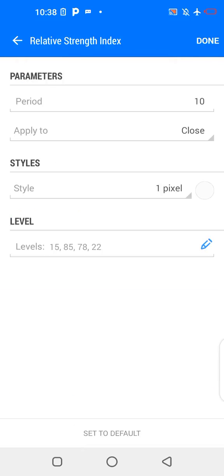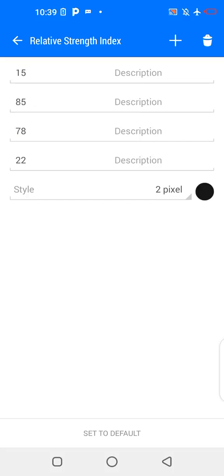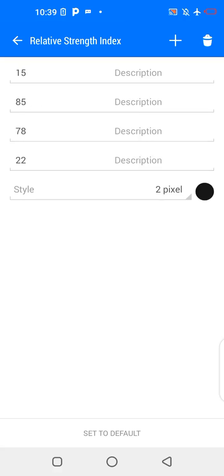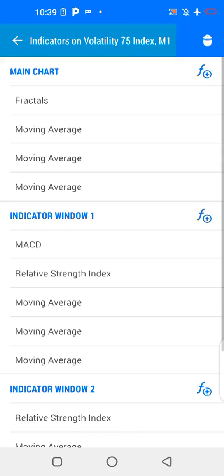Now for RSI, the period is 10, applied to close. The color matches the background color of the chart. Let's look at the levels. We have 15, 85, 78, and 22. These are the levels that actually give you information on if price is getting to a support or to a resistance level. These are key levels on the RSI.